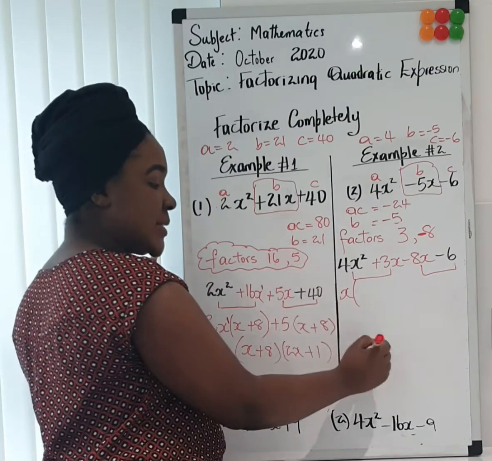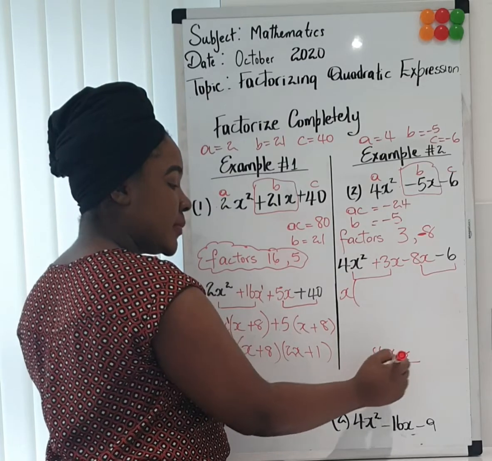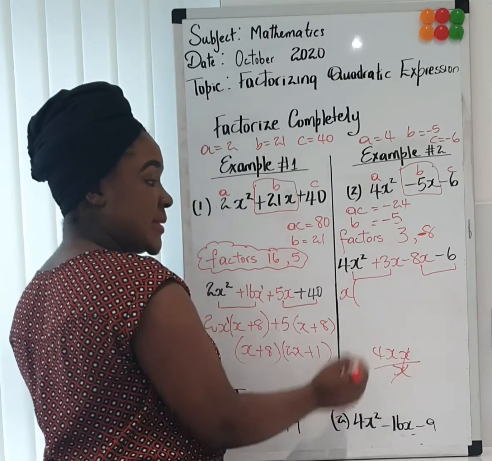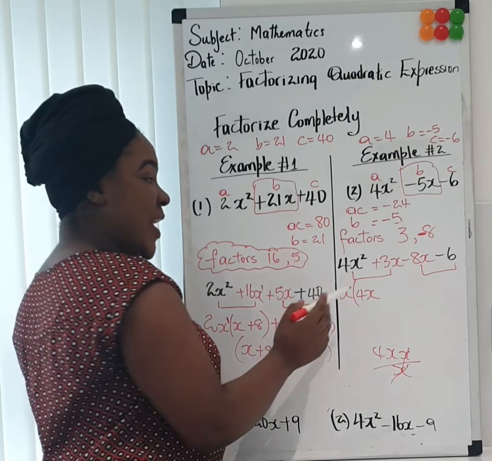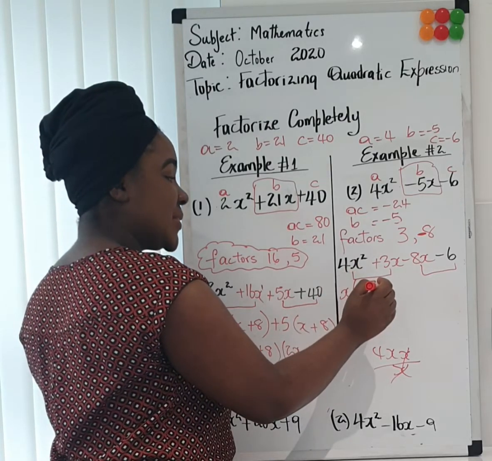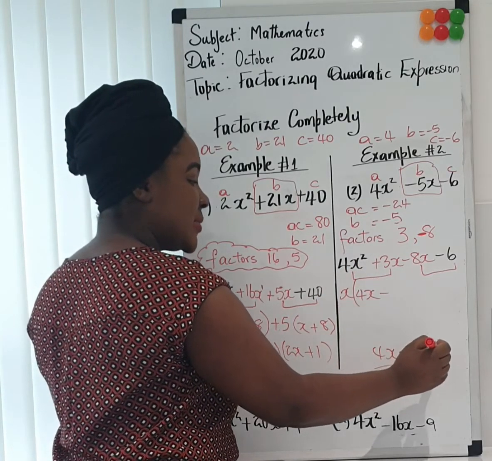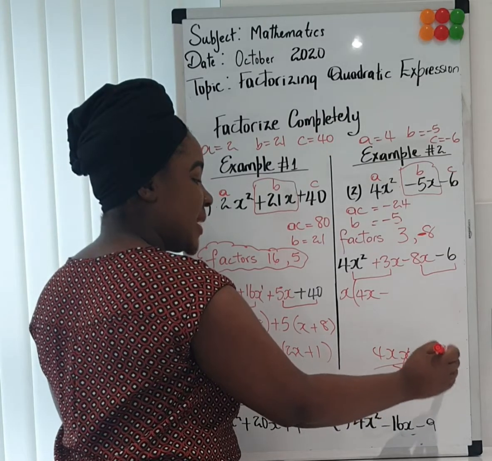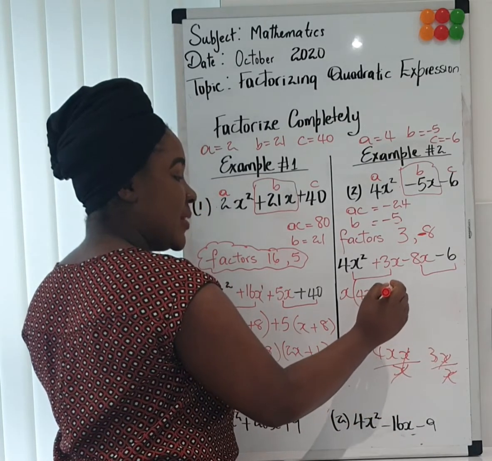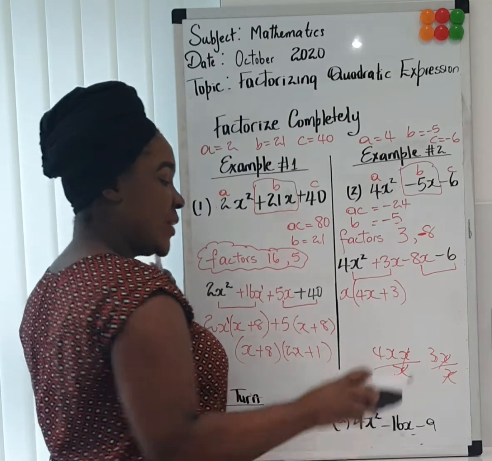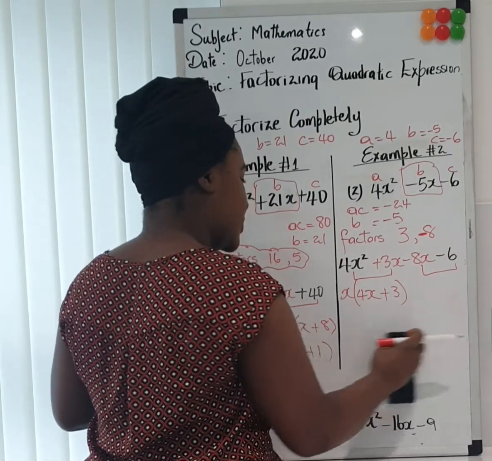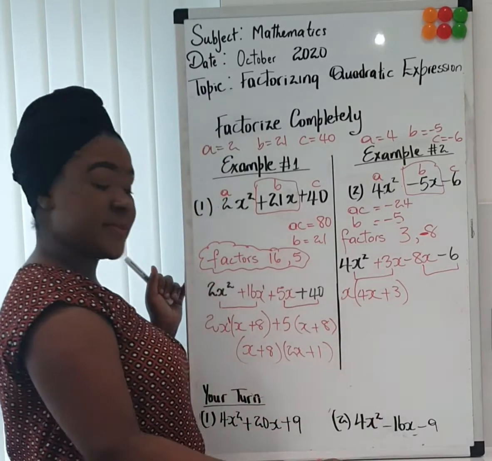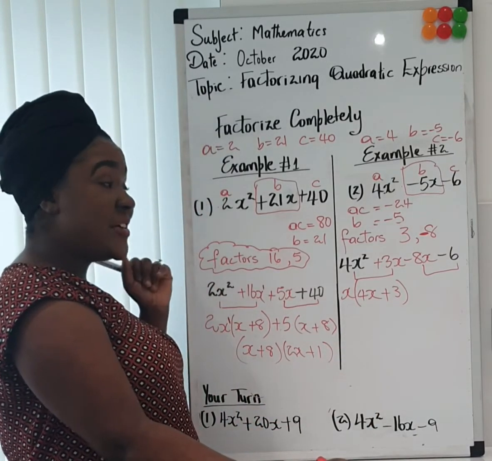x into 4x squared. x cancels x, so that leaves me with 4x. Now I'm going to say x into 3x. 3x divided by x, x cancels x, that leaves me with 3. So I close my bracket there. Good. Now go to the next part.